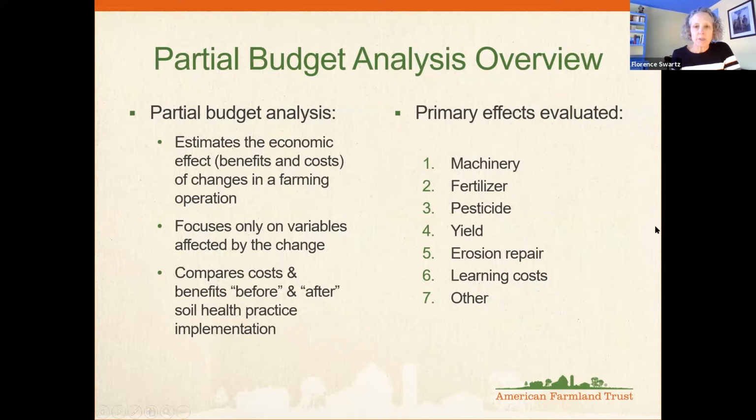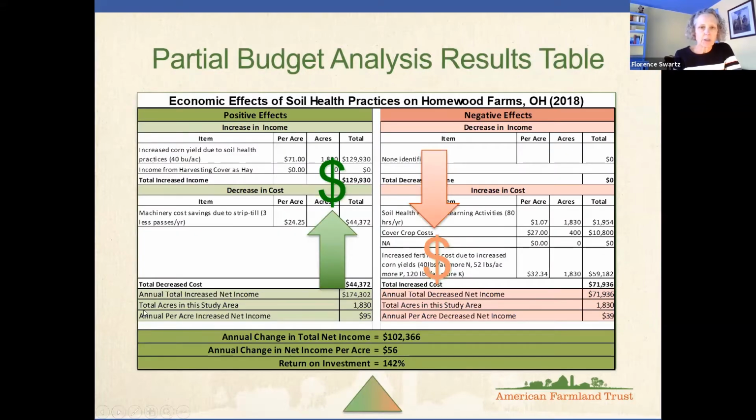In the case of our specific study, we had 7 primary benefits. We looked at changes in machinery costs, changes in fertilizer cost or pesticide use, any yield changes that may have occurred, any erosion repair or even changes to erosion rate on the farm, the learning costs that the farmer reported, and then anything that we may have missed that falls outside of these broad categories we just have as other. You'll see that we've covered that in the questionnaire and in the calculator.